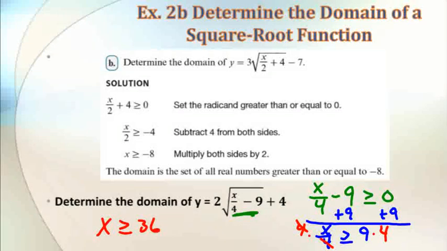So if I were to put 36 back into the original equation, 36 divided by 4 is 9. 9 minus 9 is 0. Square root of 0 is 0. 0 times 2 is 0. 0 plus 4 is 4. Therefore, this works. For our answer, the domain would be x has to be greater than or equal to 36.